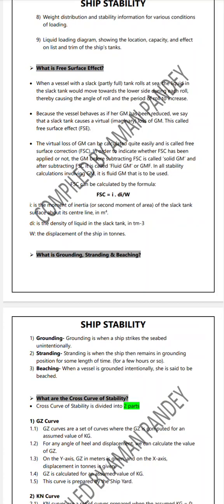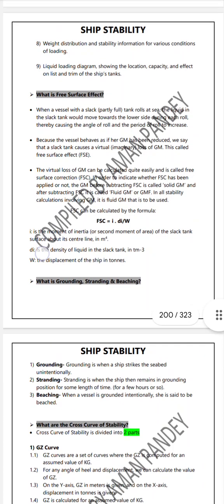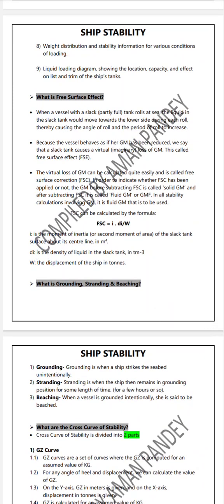So FSC is calculated as the moment of inertia times the density of the liquid in the slack tank, divided by the displacement of the ship in tons. GM solid minus the correction gives GM fluid. It can be calculated quite easily and is called the free surface correction, FSC. The effect of the liquid moving to the lower side causes the angle of roll and period to increase, as the GM has been reduced.